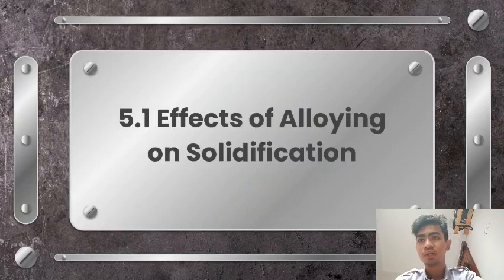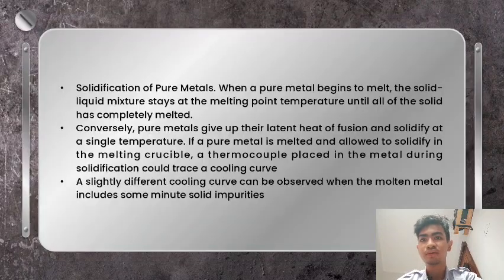Chapter 5.1, Effect of Alloying on Solidification. The solidification of an alloy is a complex process, and it is most easily understood by examining how the solidification characteristics of alloys differ from those of pure metals.